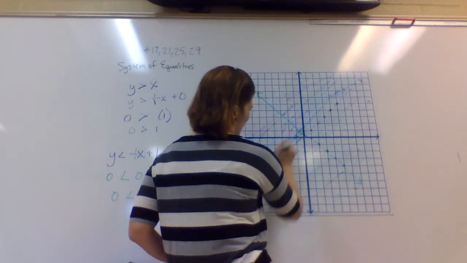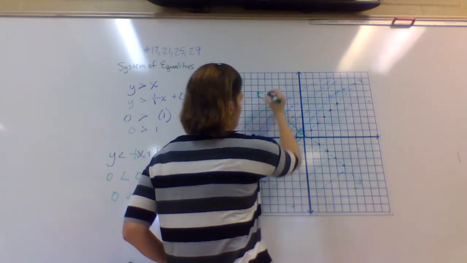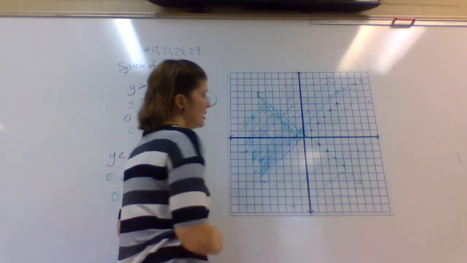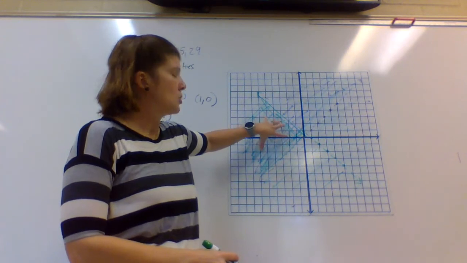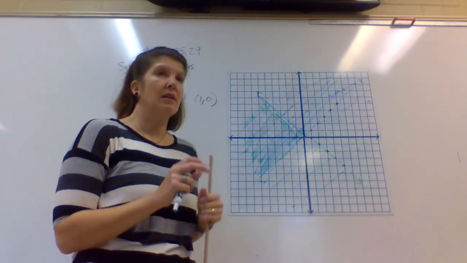Oh, that's so hard to see. Right there in this chunk. That's the part that was shaded both times, right in this little triangle. So this is the answer, and there's no other way to write it than the picture.